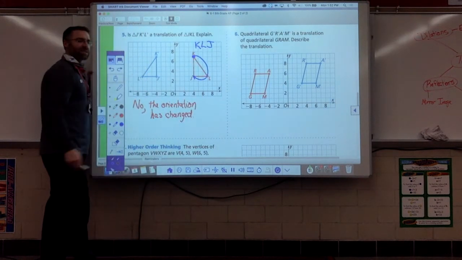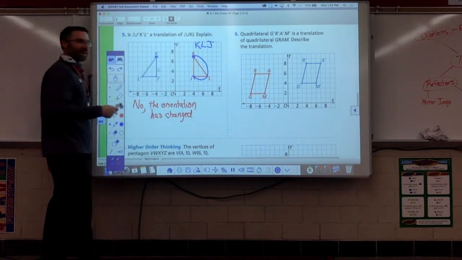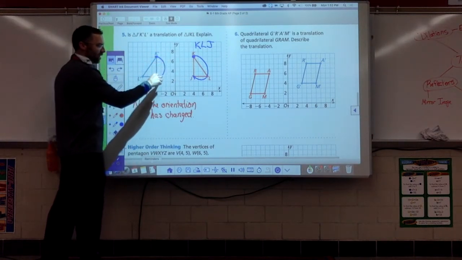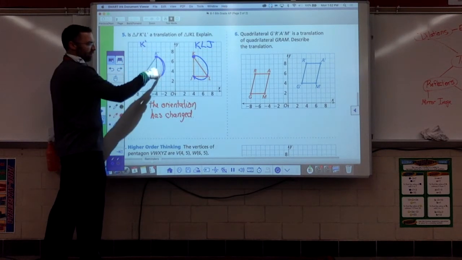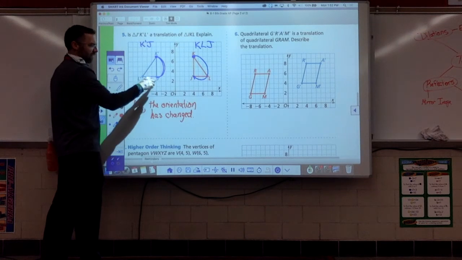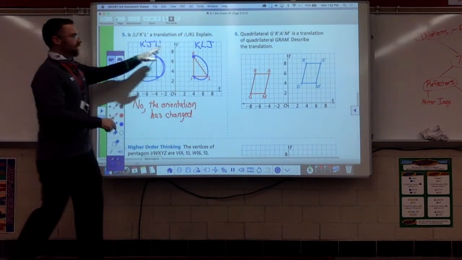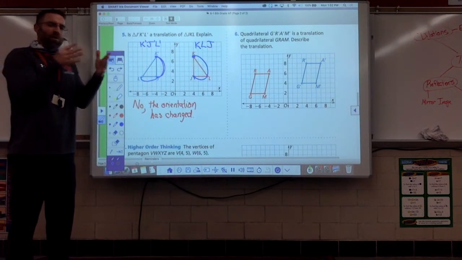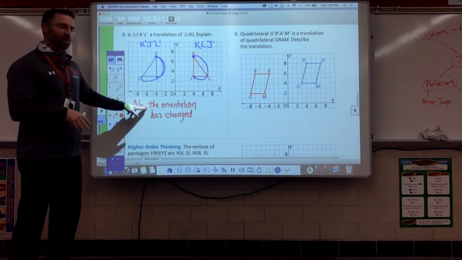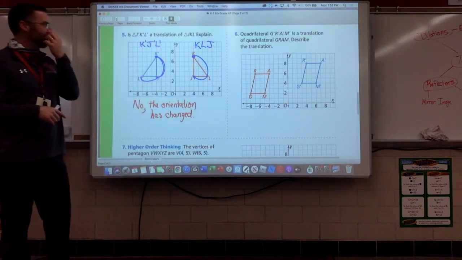Now, if I start at the same image point and I go around that shape in a clockwise manner, the orientation of this one goes K to J and then to L. KLJ, KJL. The orientation, or the order of those points, has changed. That's why this is not a translation.